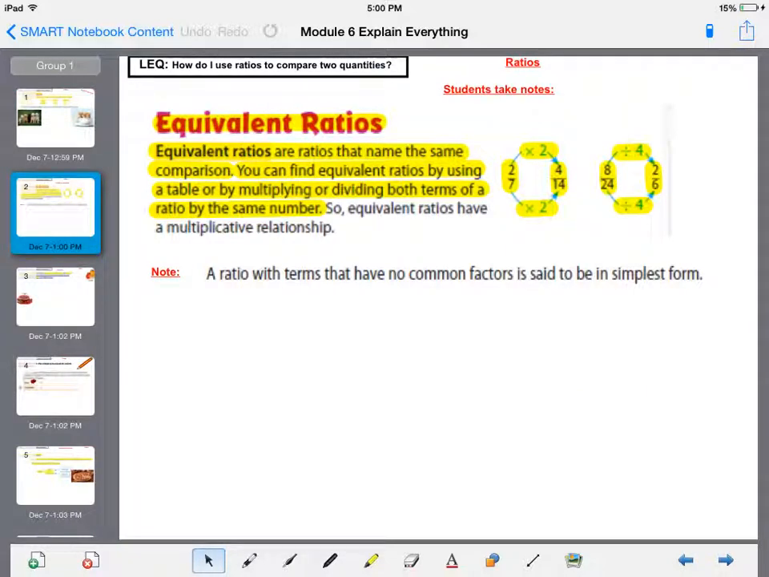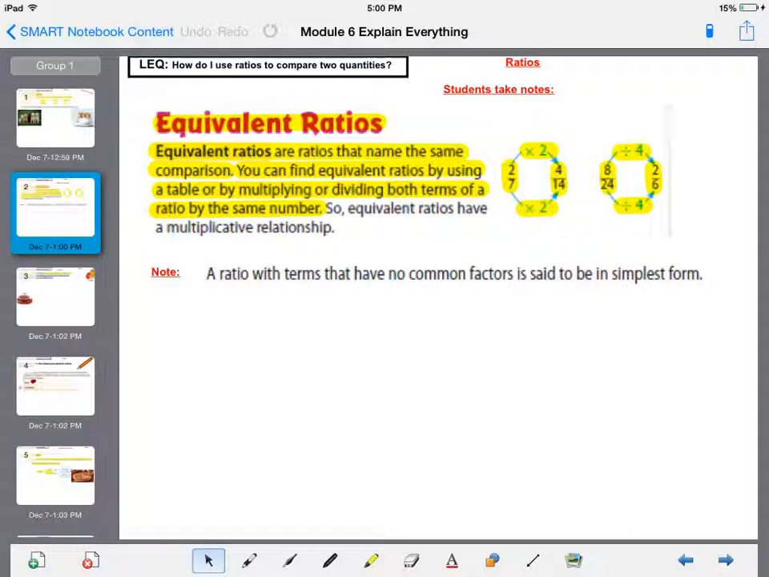In this slide, we learn about equivalent ratios. Equivalent comes from the word equal, which means the same. So equivalent ratios means that we end up with the same comparison by either multiplying or dividing both the top and bottom terms by the same number. So if, for example, in this first one where we have 2 to 7 and we multiply both of those terms by 2, we would end up with an equivalent ratio of 4 to 14.